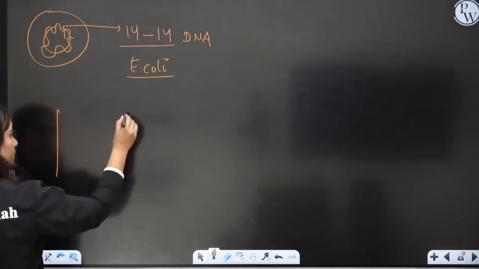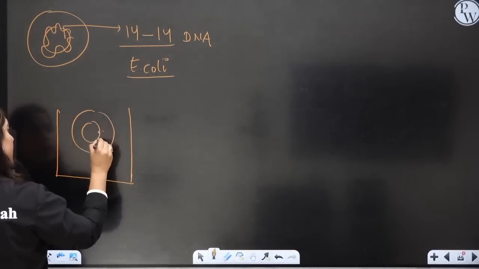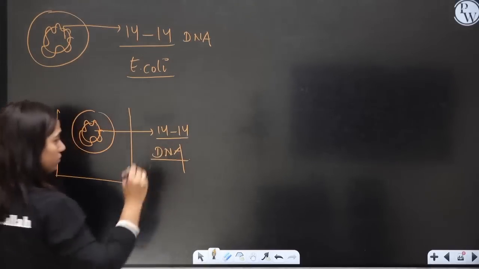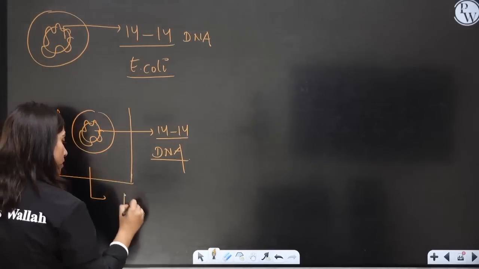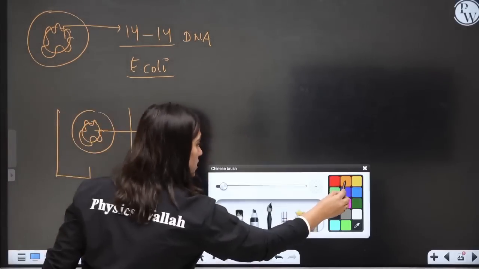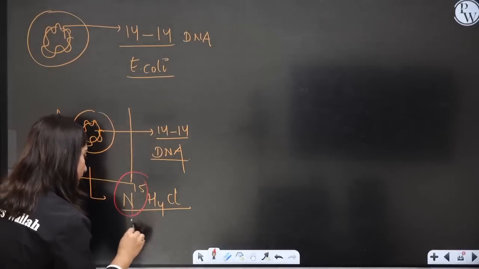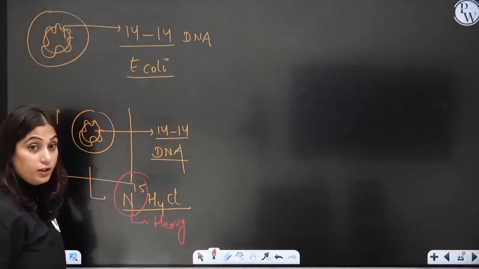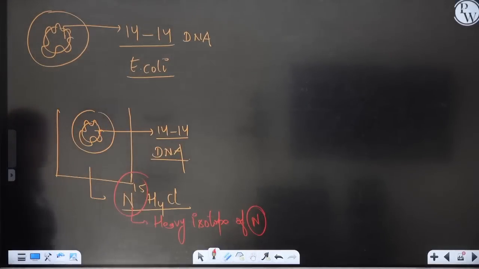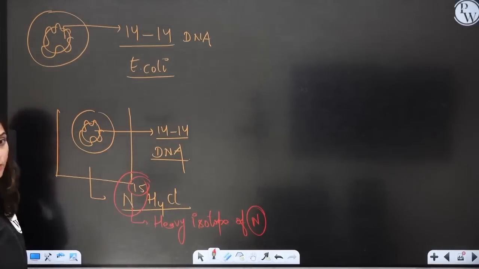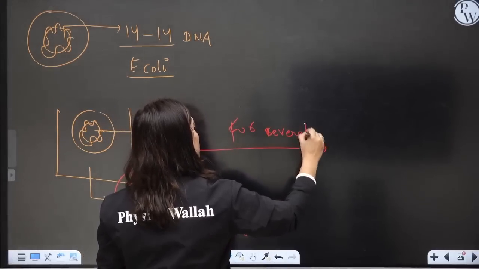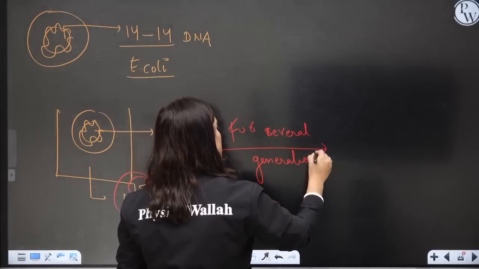What did they do to start the experiment? They grew E. coli having this 14-14 DNA on the medium N15H4Cl. Now, what is this 15 here? This 15 is the heavy isotope of nitrogen, not the radioactive isotope. Remember, it is the heavy isotope of nitrogen. So, N15 ammonium chloride. And they grew the E. coli in this medium for several generations.